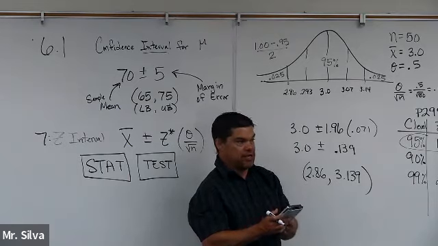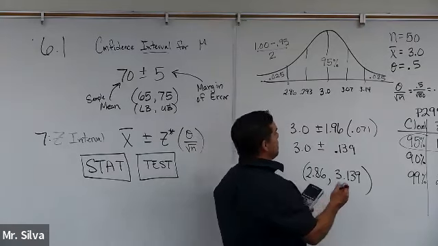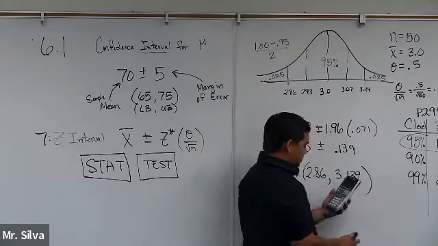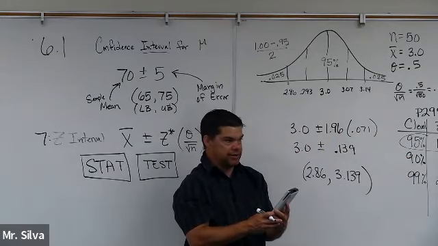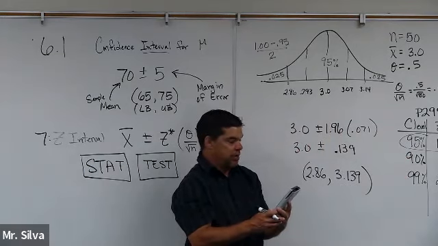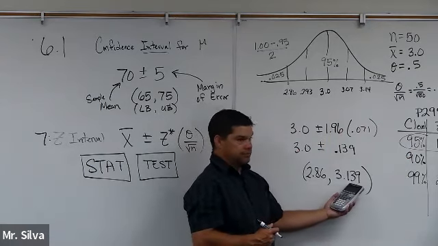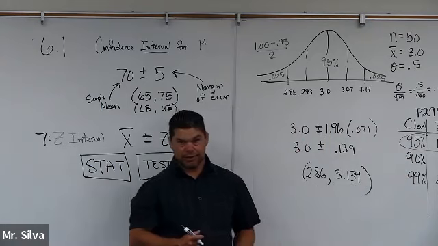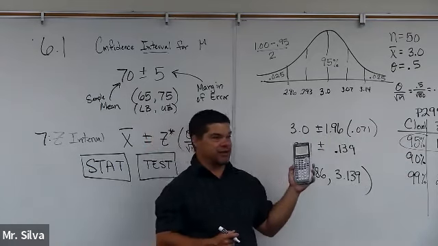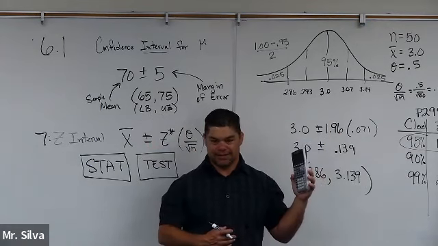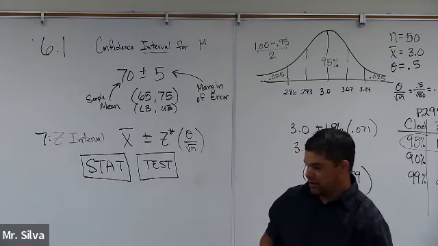C-level is going to be your only decimal that you're going to put in here. So C-level was 0.95. And then calculate. 2.8614. 3.1386. Yeah? A little faster. What do you think? Can you use your calculator to calculate confidence intervals? Yes. I like to show how to do it by hand and then how to do it on the calculator.